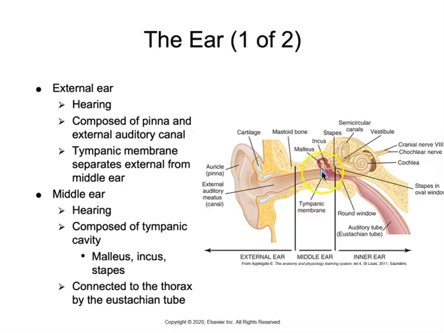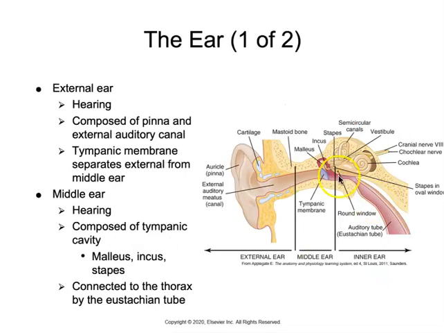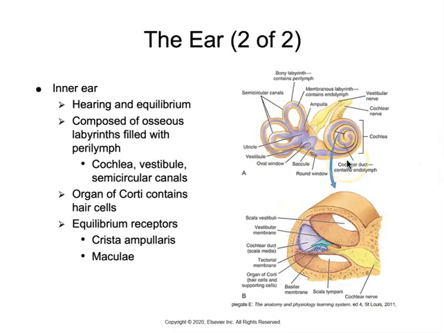And those vibrations from the tympanic membrane will vibrate through the malleus, incus, and the stapes. And this is also connected to, that should not say thorax, it should say throat, by the eustachian tube. This is sometimes also called the auditory tube. And that brings us to the inner ear. And actually, let me just mention real quick, this stapes is going to move in and out against the round window, which makes a connection to the inner ear. So we're going to look at these structures on the next slide.